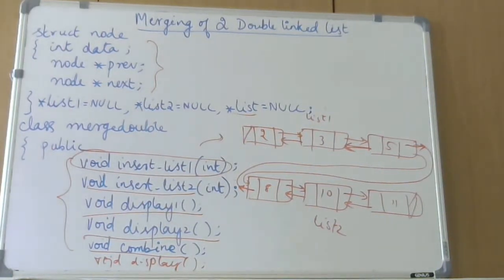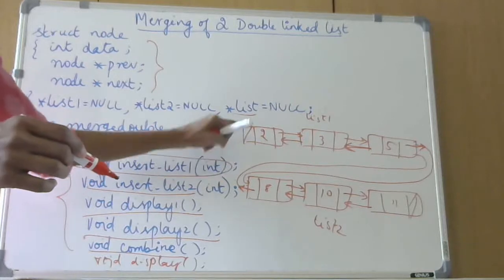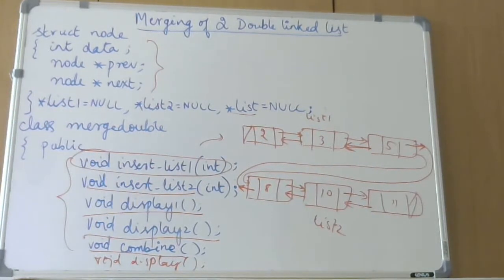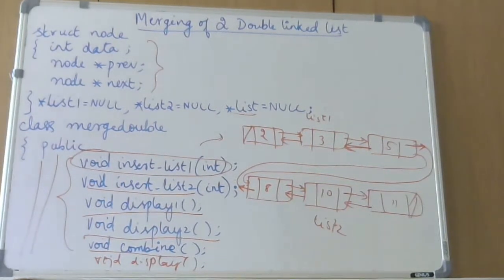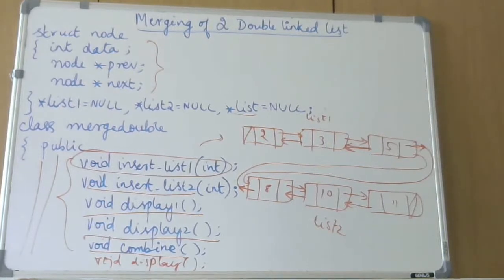To do this, we have to first insert values in these two lists, keep these two lists ready, and then only we can merge. So let us see how each of these functions can be done. Alright, let us take up each of these functions one by one.